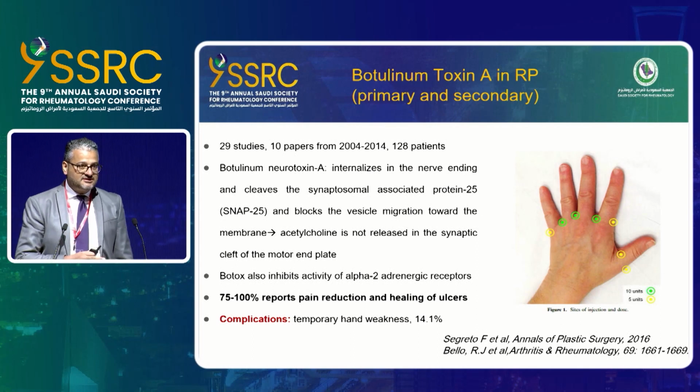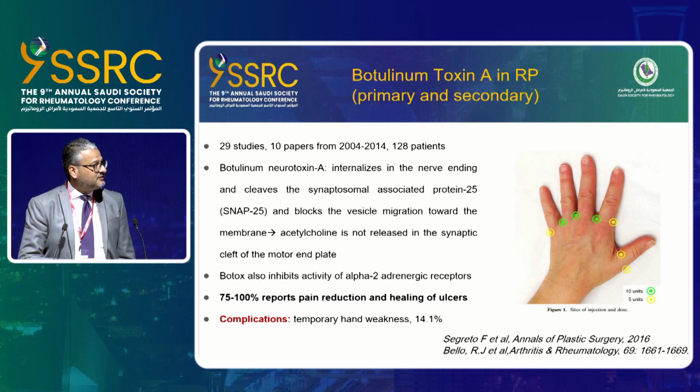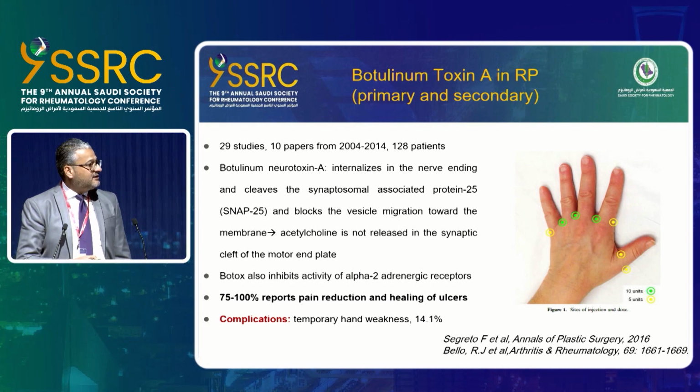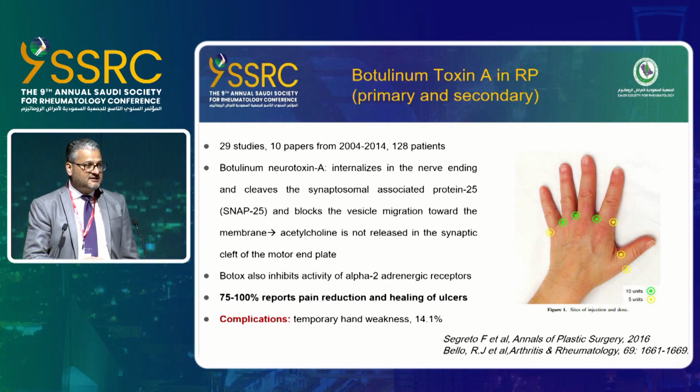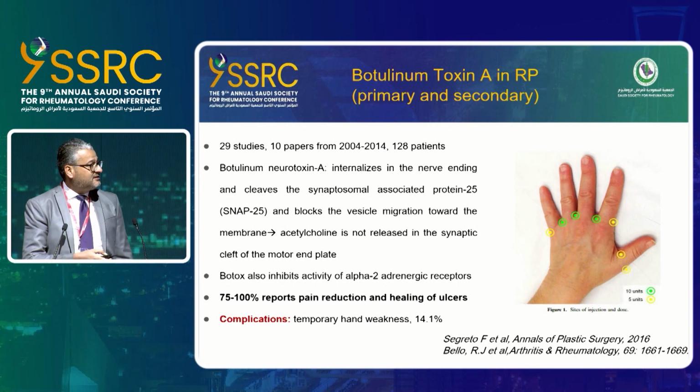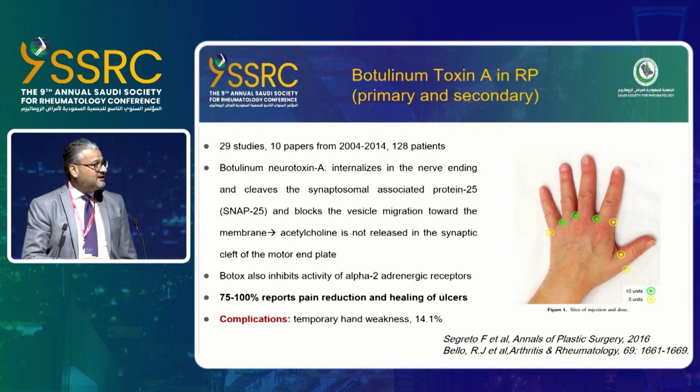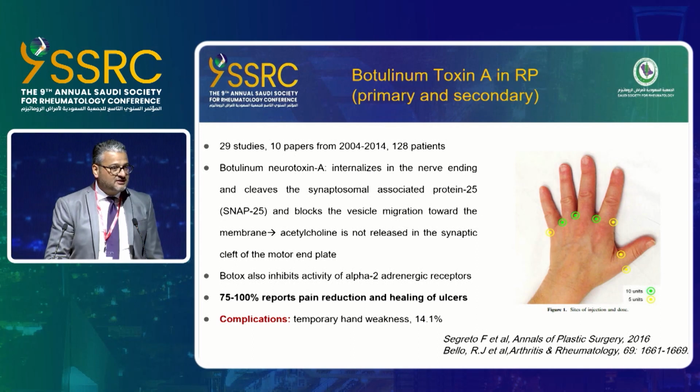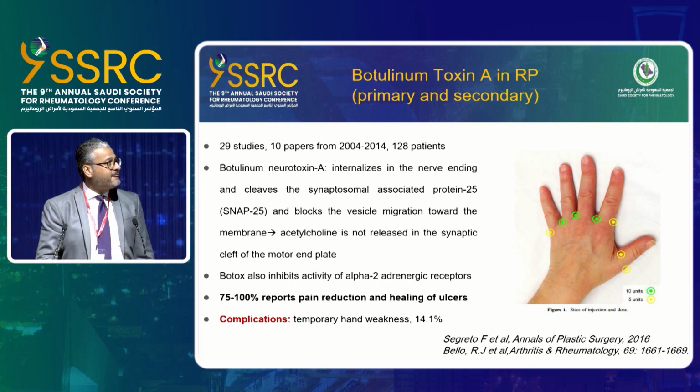Not every plastic surgeon is an expert in such conditions, and it showed honestly a good benefit, especially in alleviating pain. But it's also transient. I think they should have more than one session. But these are the sites where you can use about 5 to 10 units of Botox. Sometimes they feel hand weakness, in about 14%, but in this study it showed about 100% reduction and healing of ulcers. So it's one of the options that you can consider in refractory patients.